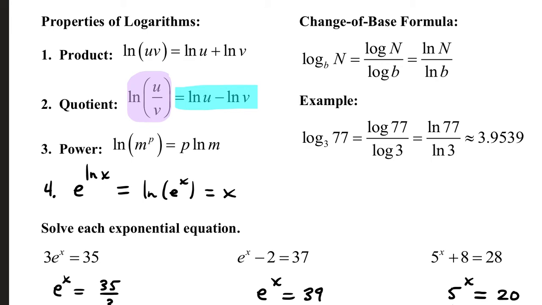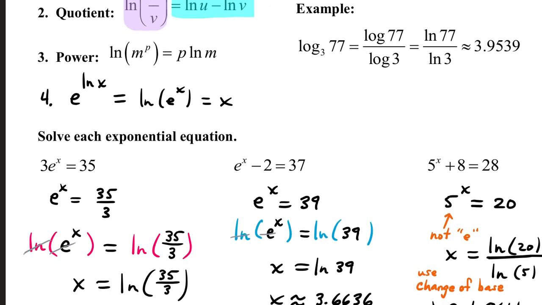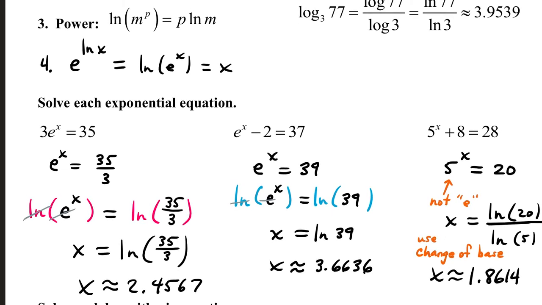Okay, let's look at solving some exponential equations. First example, we're going to solve 3 times e to the x equals 35. What we're going to do is isolate the exponential term. So divide both sides by 3. e to the x will be equal to 35 over 3.